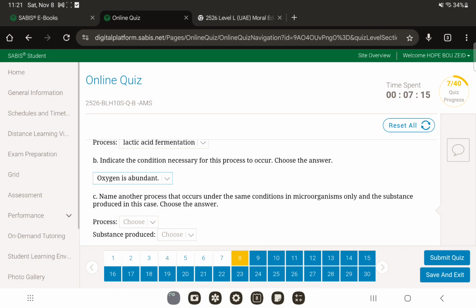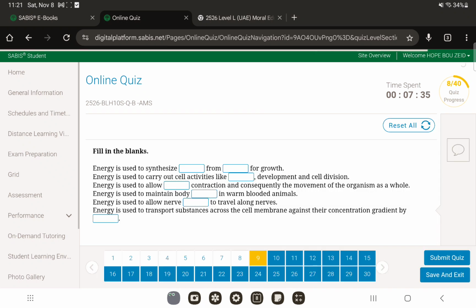Okay. Name another process that occurs under the same conditions in microorganisms only and the substance produced in this case. Okay. The process is alcoholic fermentation because that's the only other one that we study this term, sorry. And the substance produced is alcohol. It's in the name, pretty self-explanatory.